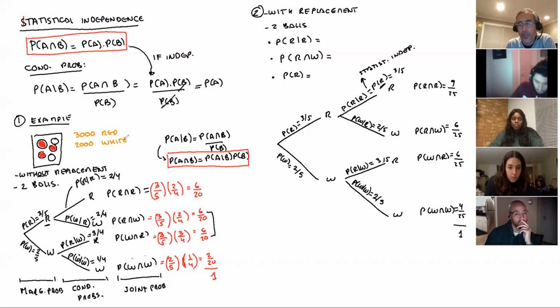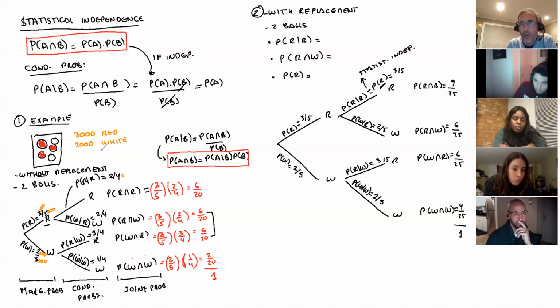Okay, so now take a look. This one here, what is the probability of having a red? It's going to be simply 3,000 divided by 5,000. Agree? And this one here is going to be 2,000 divided by 5,000. Take a look at what happens. This one here is going to change now. With the orange, this is going to be equal to what?